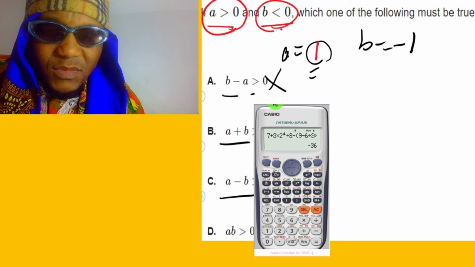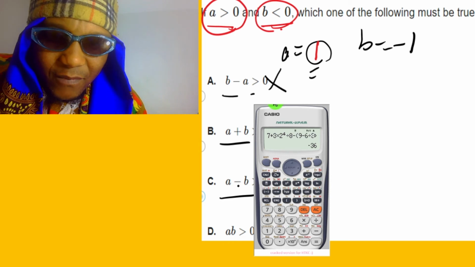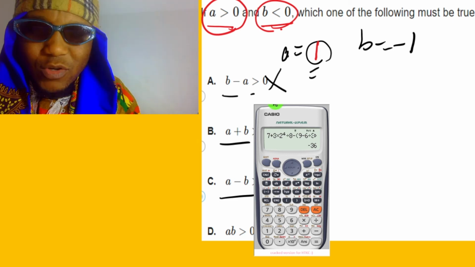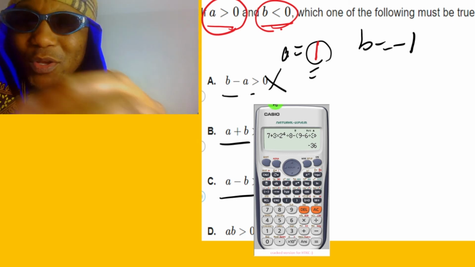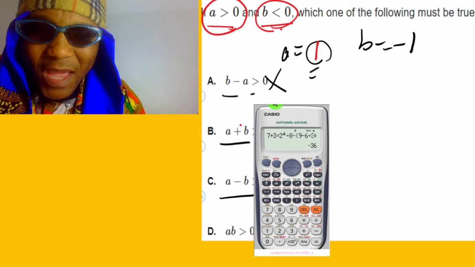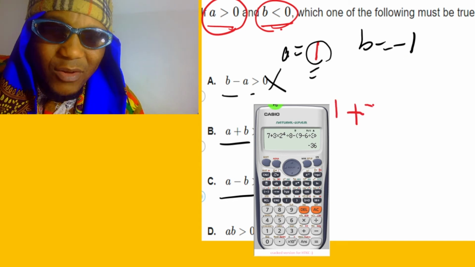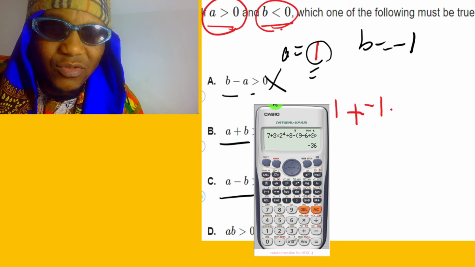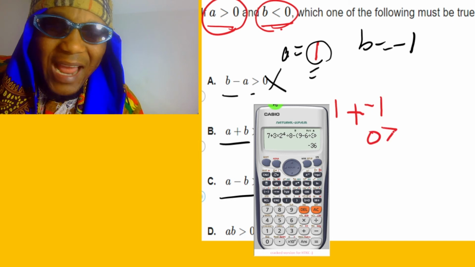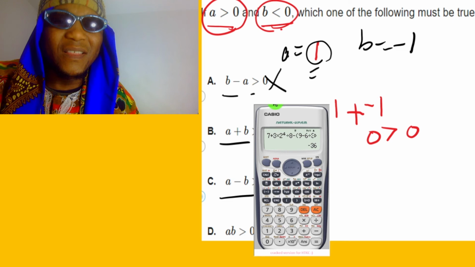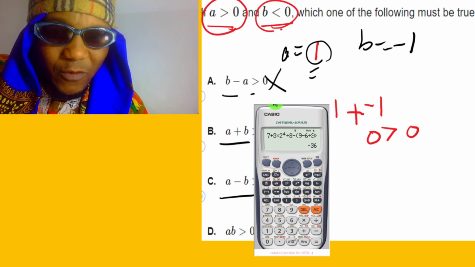For the next one, they say, no, I'm wrong. Come on, you didn't see it? Look, what is A? A equal to 1 plus B. B equal to negative 1. Nah, I was right because it's going to give us 0. 0 is not bigger than 0. It's not true. Now let's go for the next one.